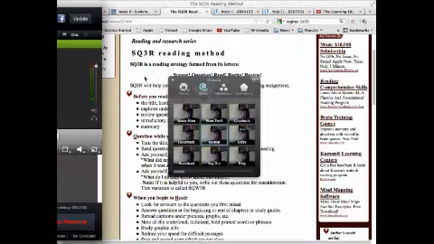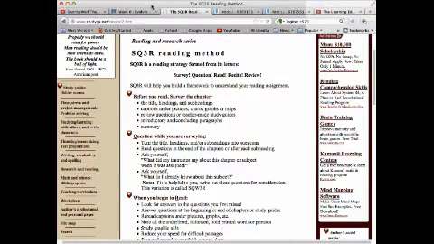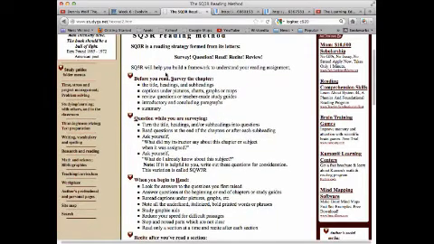So, what are we talking about? SQ3R. Here we're going to take a look right here. SQ3R is a reading method. Before we read, we're going to survey the chapter.